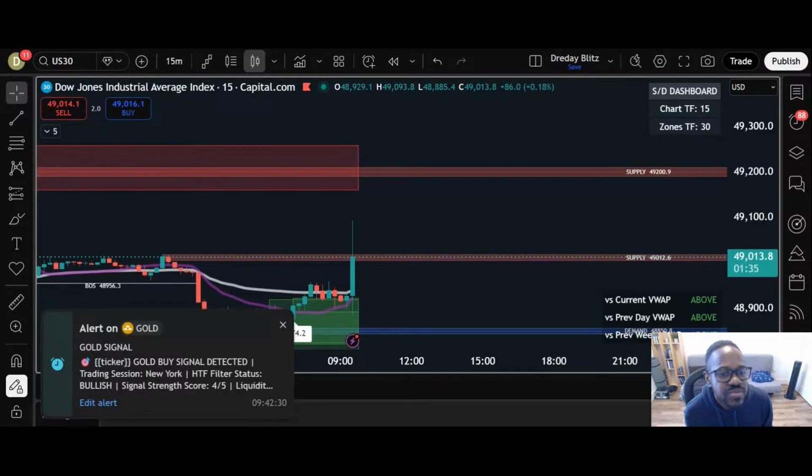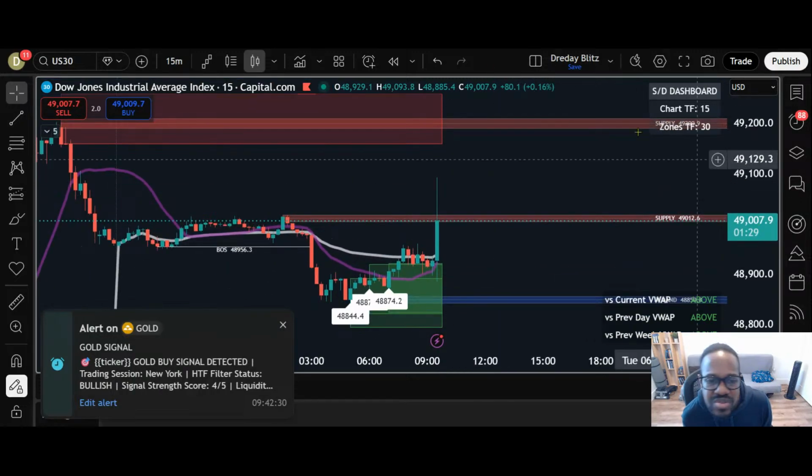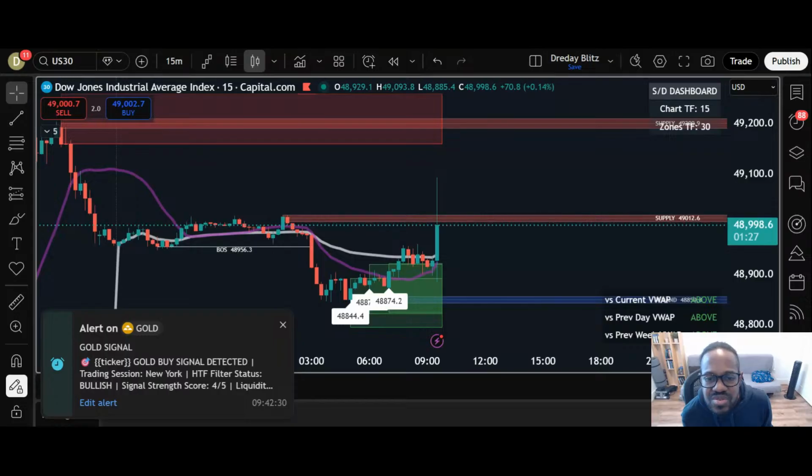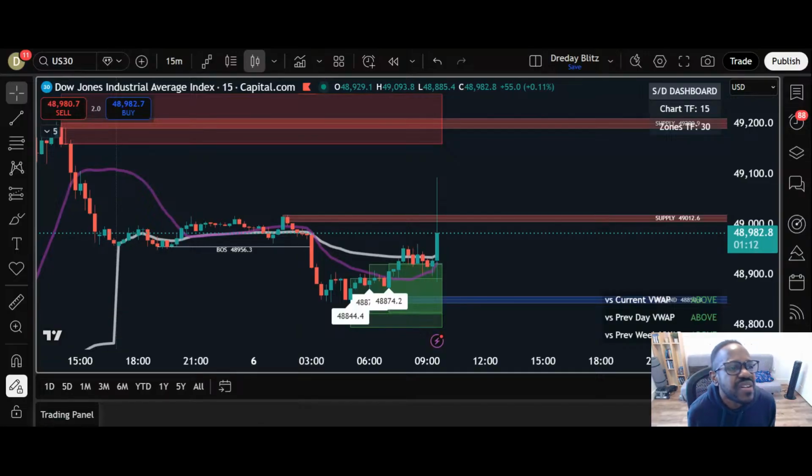All right, so we're out of the trade. We're going back to the supply zone. So for today, let me look at the details of the trade. I'm not keeping myself long on trades. So I'm just gonna go back here.